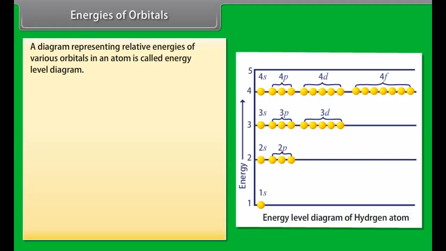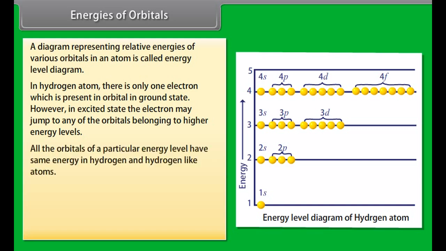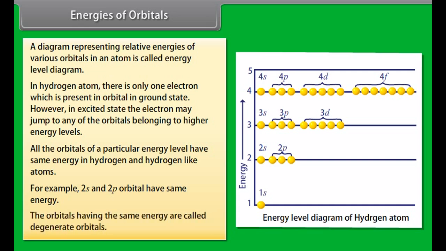Energies of orbitals. A diagram representing the relative energies of various orbitals in an atom is called an energy level diagram. In a hydrogen atom, there is only one electron, which is present in the 1s orbital in the ground state. However, in the excited state, the electron may jump to any of the orbitals belonging to higher energy levels. All the orbitals of a particular energy level have the same energy in hydrogen and hydrogen-like atoms. For example, 2s and 2p orbitals have the same energy. The orbitals having the same energy are called degenerate orbitals.